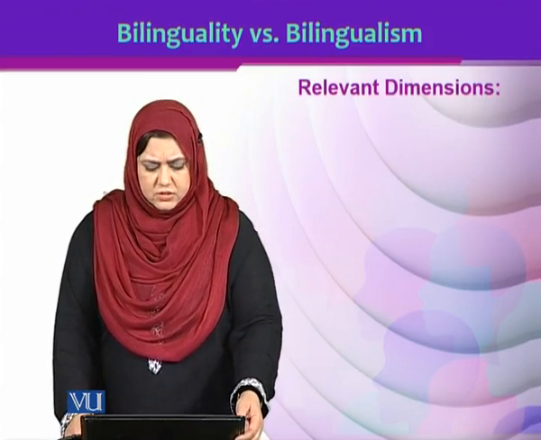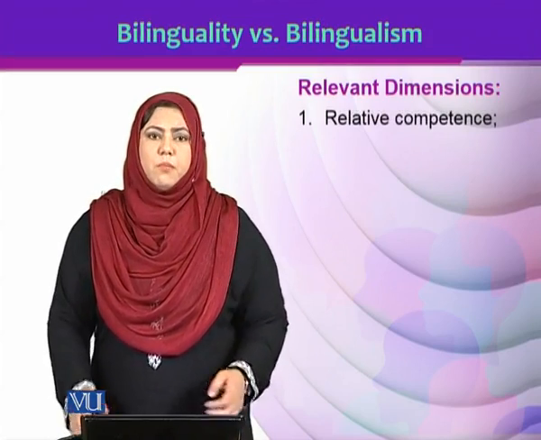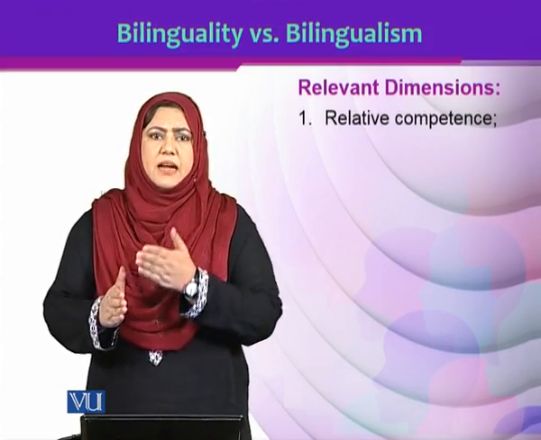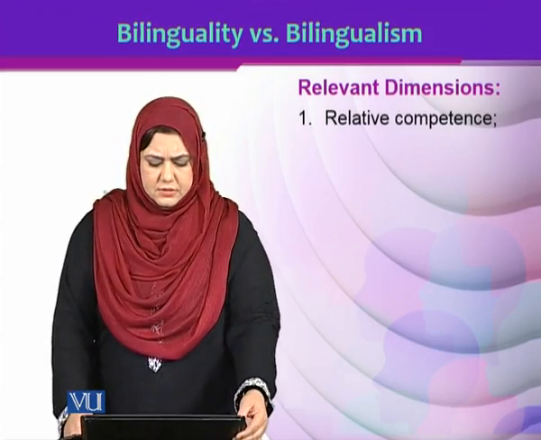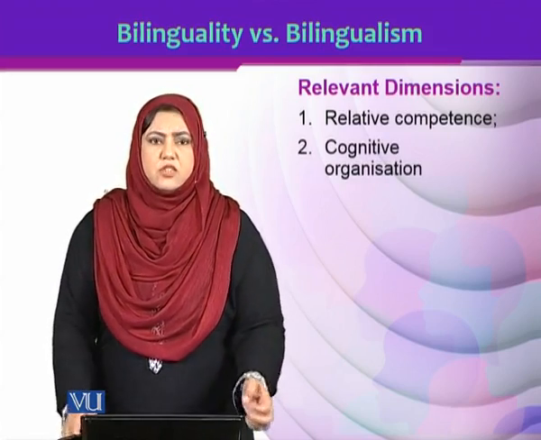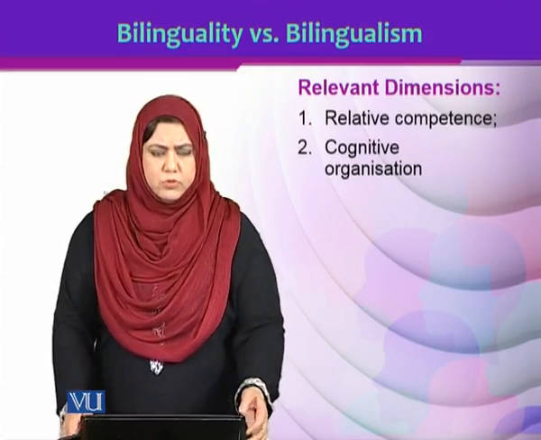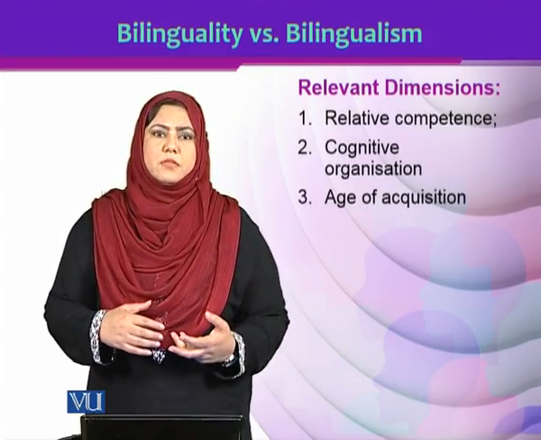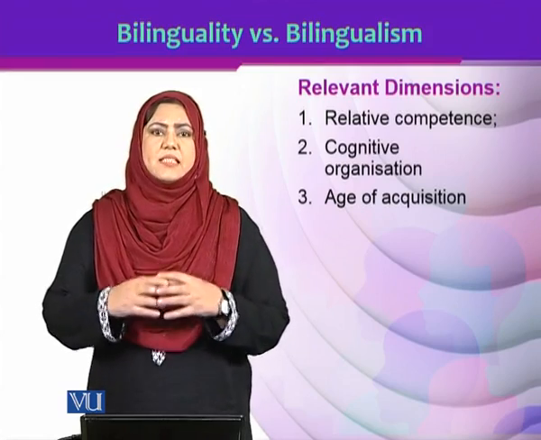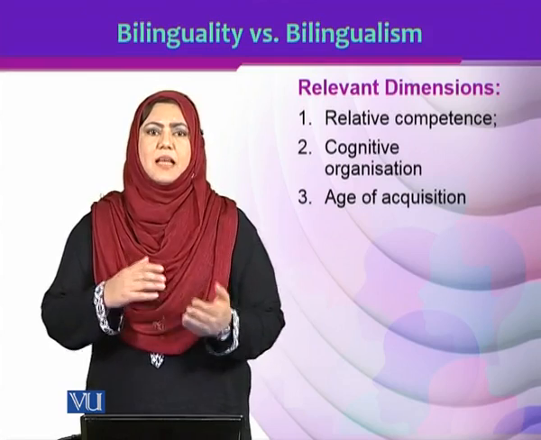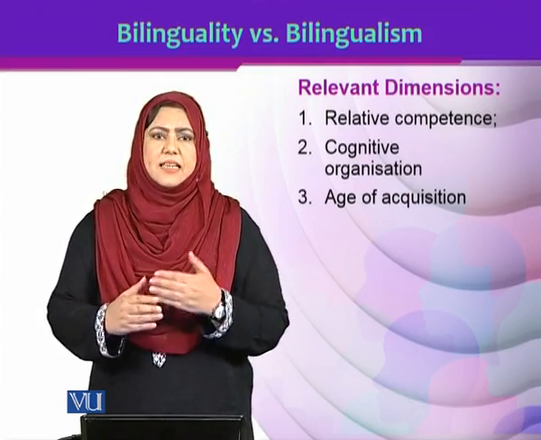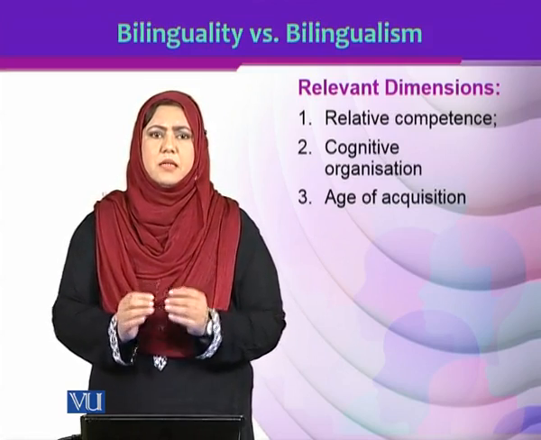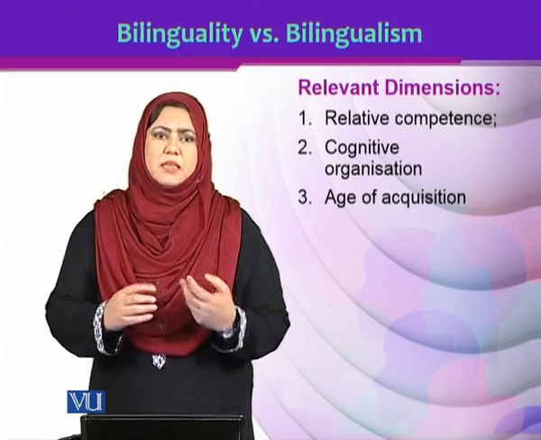Well, there are certain other dimensions that are relevant. Relative competence: how one person's competence is different from another person's competence, and that person's competence is different from yet another person's. Cognitive organization of all the knowledge of that language, all the information that is related to that language. Age of acquisition would also make a difference. From one individual to the other, what is the age at which that person has acquired or learned the second language, third language, fourth, or any other languages that are a part of the bilingual repertoire of that person, and then at what age that person is using them.